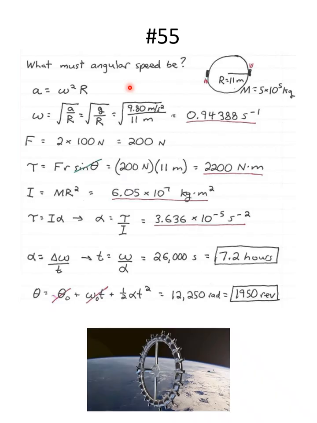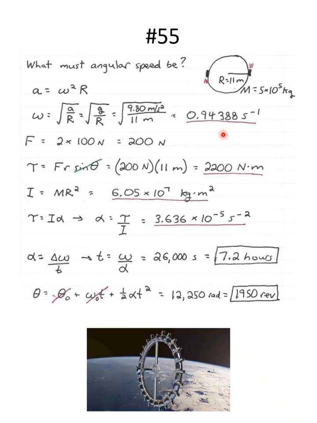Let's look at these different relationships. So acceleration, this is going to be the radial acceleration, is omega squared r. And that's the radial acceleration that you want to get up to 9.8 meters per second squared. So I relate it to the rotational speed, omega squared r. And let's solve for omega. So omega then becomes square root of a over r, which is square root of g over r, because you want to simulate Earth's gravity. So we plug in the square root of 9.8 meters per second squared over 11 meters, and we get an omega of 0.94388 radians per second.